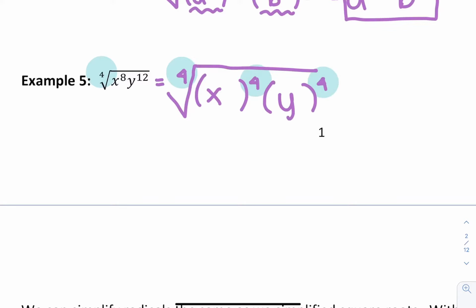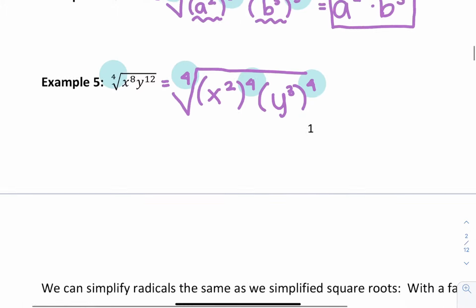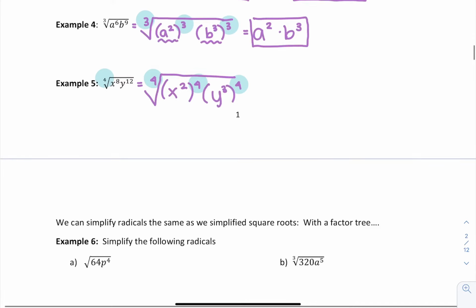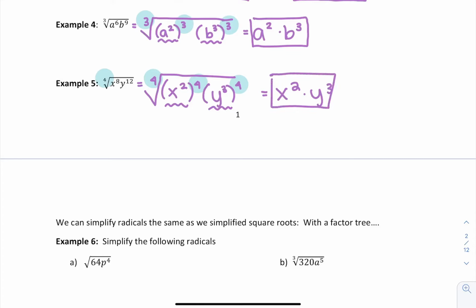Well, I need to get back to x to the 8th. So 4 times what is 8? 2. And here I need to get back to y to the 12th, so 4 times what is 12? 3. Now that I'm taking the 4th root of something to the 4th power, it cancels out. So it just becomes what's on the inside. X squared times y cubed. Everything else cancels out. Now that's a really nice shortcut if you're good at rewriting things.